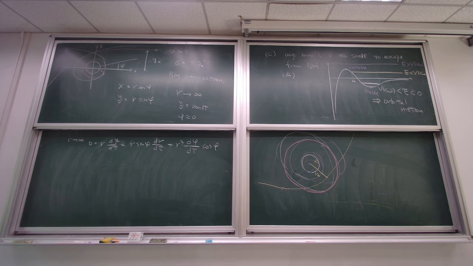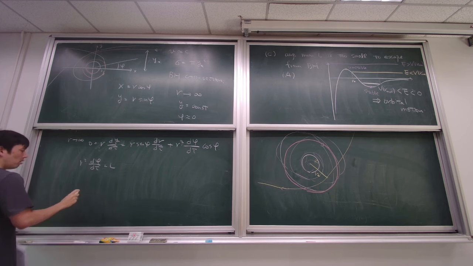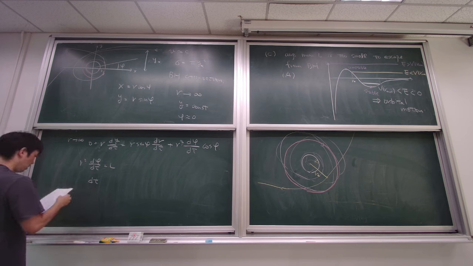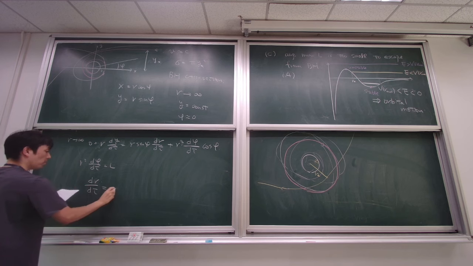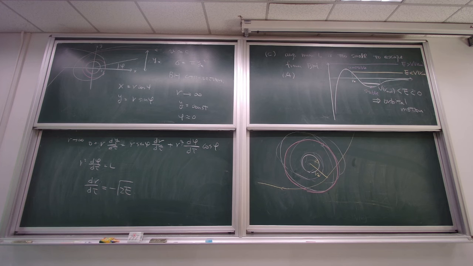Is it okay? Then we will use again the fact that r squared dphi/dtau is equal to L, and dr/dtau is equal to minus square root of 2E. So this is what we have. Do you remember this one? Is it okay for you? Do you understand what this term is? How do you obtain this one?